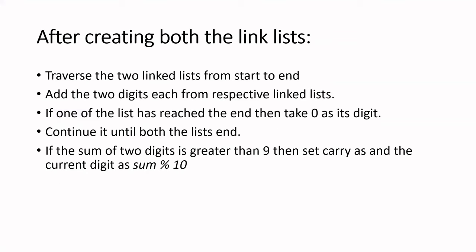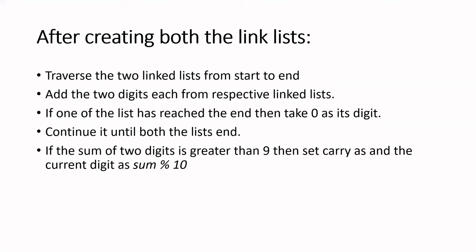So after creating both the linked lists, we will traverse through both from start to end. From the data field of both linked lists, we will read the two digits. Now, if we have reached the end of either linked list, we will take the data as 0, and we'll continue until we reach the end of both linked lists. The two digits that we extract from the linked lists, we will store in the sum.